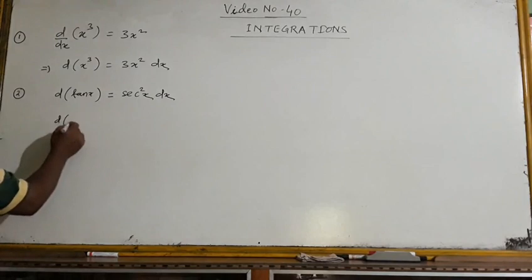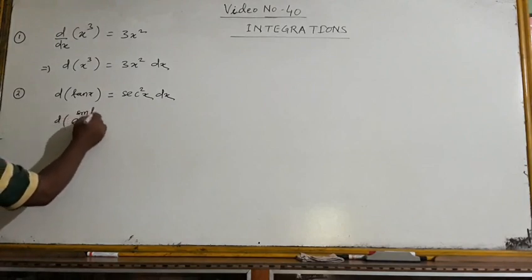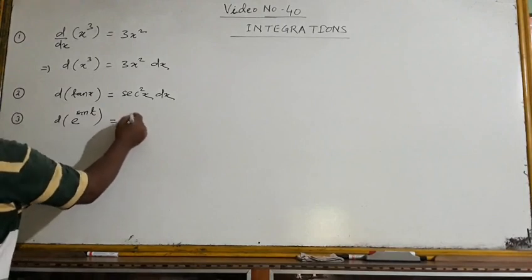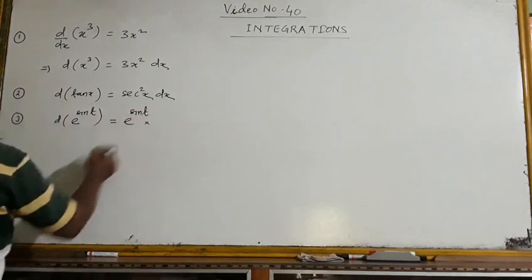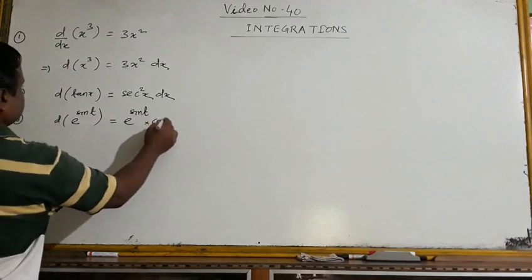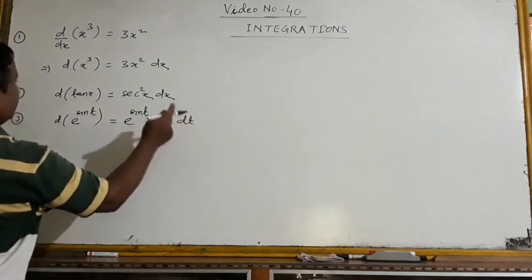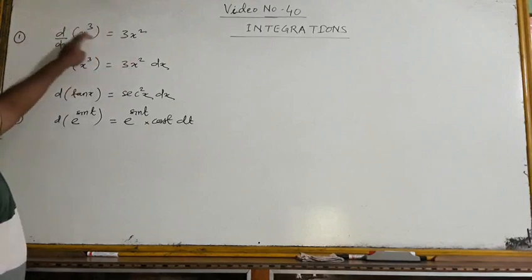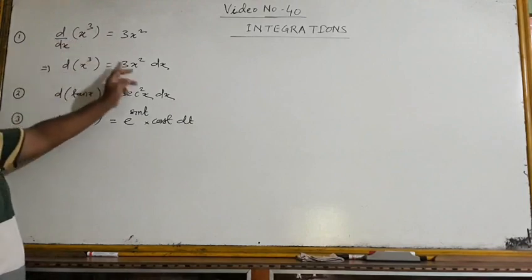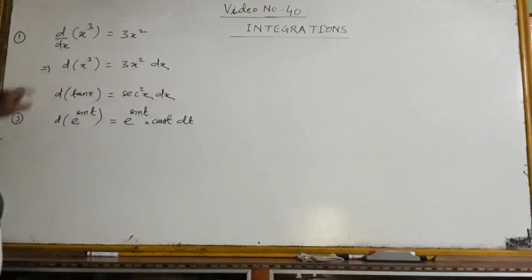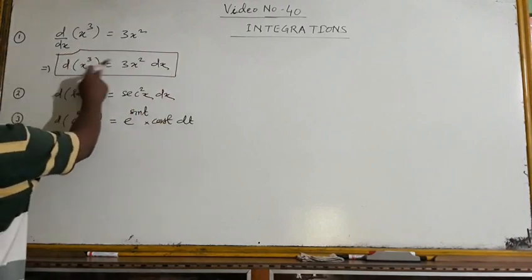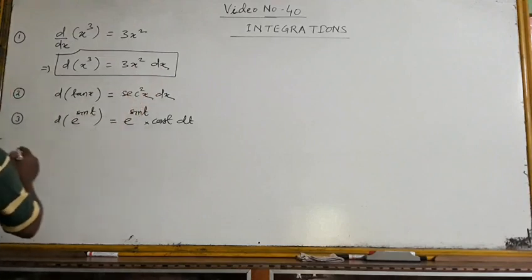What is d of e to the power sin t? I am giving a third example. First differentiate e to the power sin t. It is e to the power sin t into the derivative of sin t, that is cos t, into dt. dt should be written. Why? Look here: d by dx of x cube is 3x square. d of x cube is 3x square into dx. So if I take this directly, what am I doing? I am taking the derivative here, then multiplying only dx.